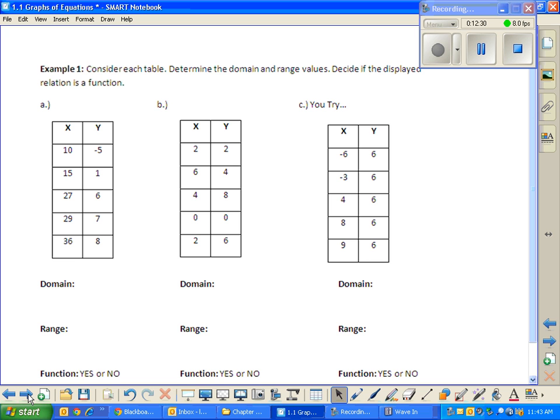In example 1, we're asked to consider each table. Determine the domain and the range values. So remember, domain is possible values of x, and your range values are possible values of y. Next, we're supposed to decide if the displayed relation is indeed a function. So if we take a look at part A, remember your domain is your possible values of x. So right away, my domain is right above that column there, that whole column of x. Those are all of my possible values of x, and that is my domain.